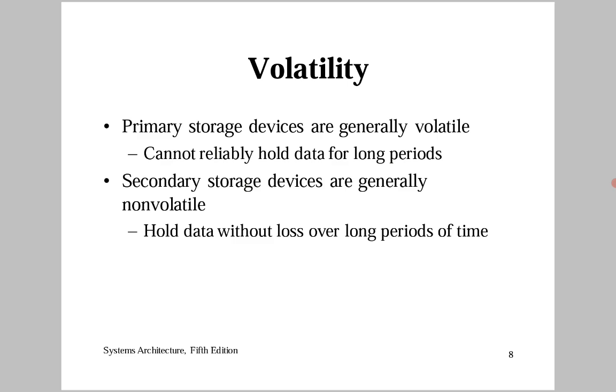Non-volatile means they are permanent in nature. All secondary storage devices generally have a permanent nature of storage, so they can store the data or information permanently as long as we keep them in a safe place, holding data without loss over long periods of time. Secondary devices are used to store all the data, programs, and application software in a permanent manner. Primary storage devices are generally volatile, which means temporary in nature.